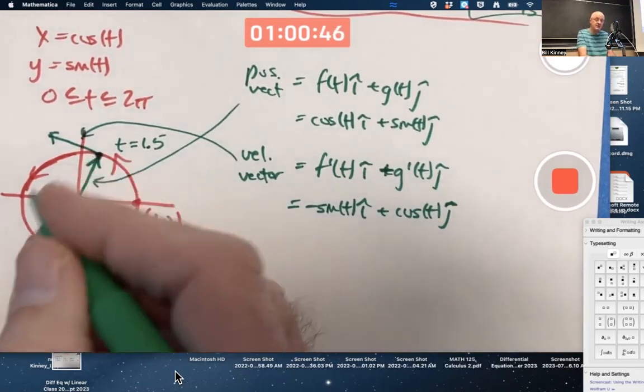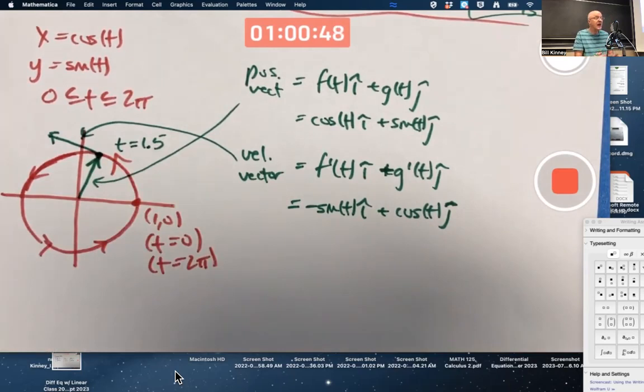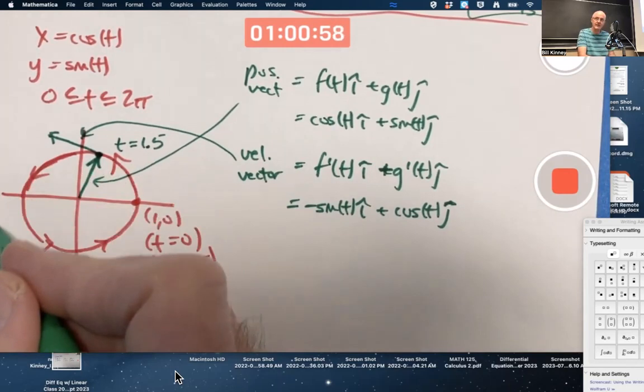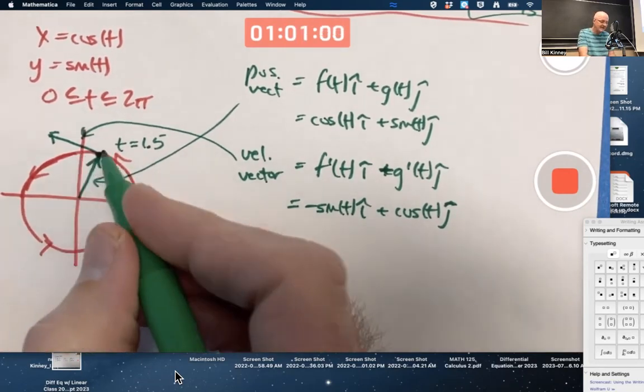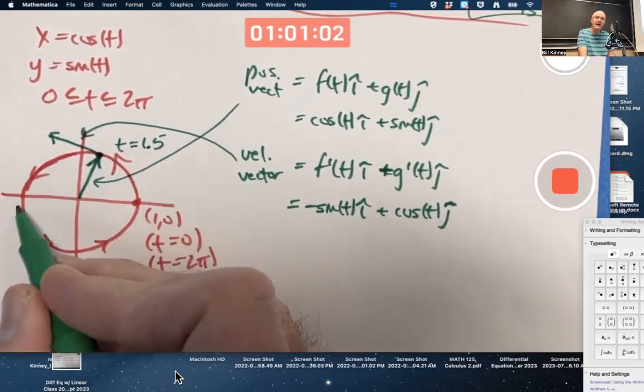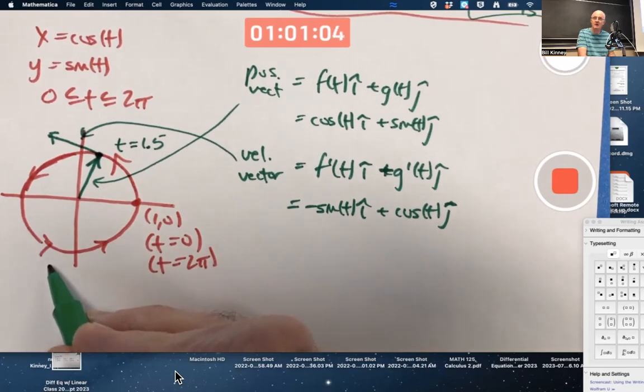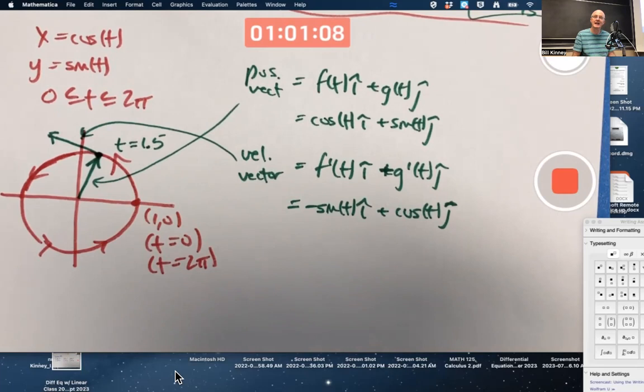As the bug continues to move, those vectors do change, not in magnitude, but in direction. The position vector rotates around, keeping track of the fact that the bug is going around the circle. And the velocity vector rotates around as well and always stays tangent to the curve, because it's always pointing in the instantaneous direction of motion at any moment in time.